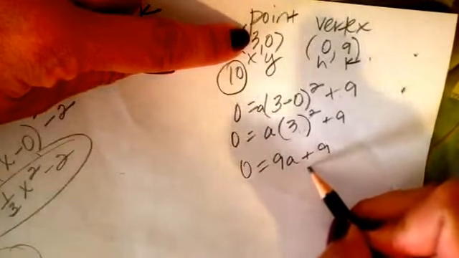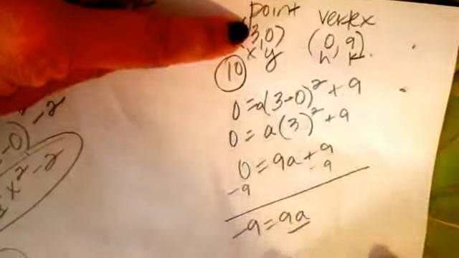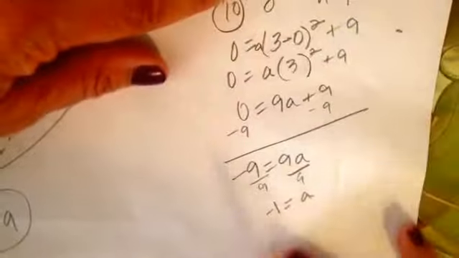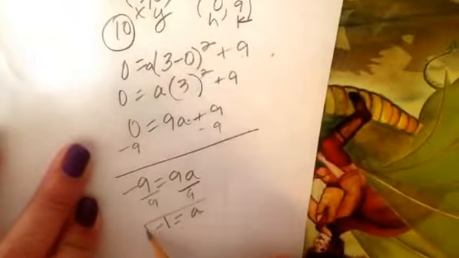I'm going to subtract 9 from both sides. Negative 9 equals 9A. Divide by 9. A is equal to negative 1. Now, again, regardless of what point you use to find your A value, you should still get the same thing as an A.